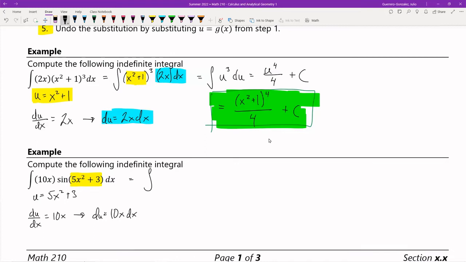Is equal to the integral. I'm going to rearrange just like I did above, right? Sine of (5x squared plus 3) times 10x dx. Now I get to do my substitution here. So it's going to be the integral of sine of u du, right? Because the u got to turn that thing into u, right? And this stuff, 10x dx, got changed to du.